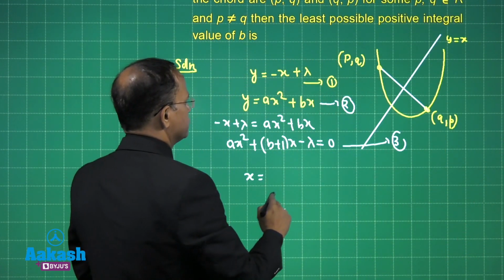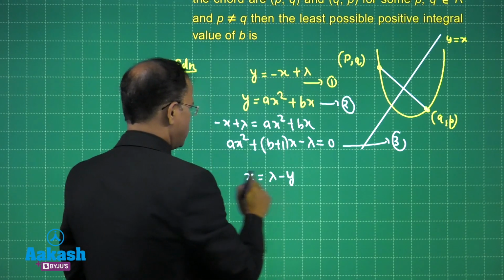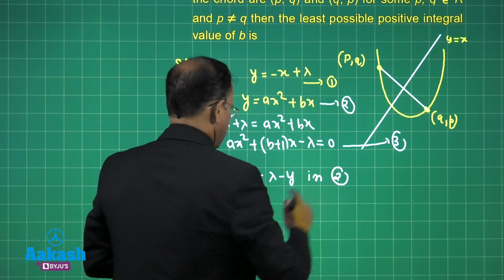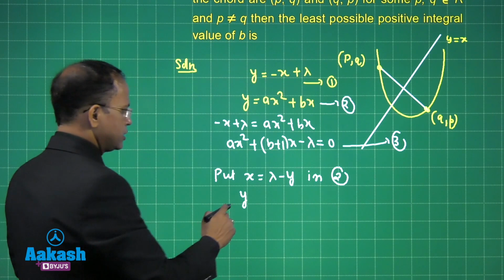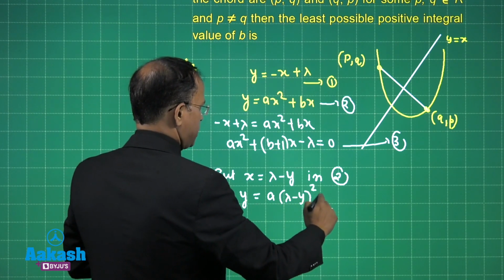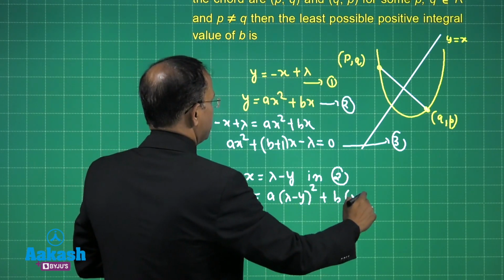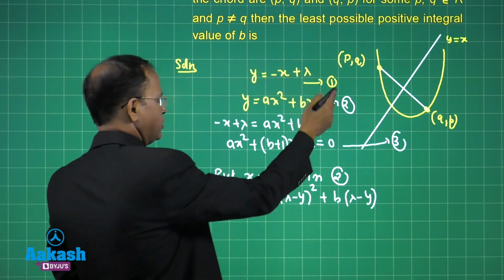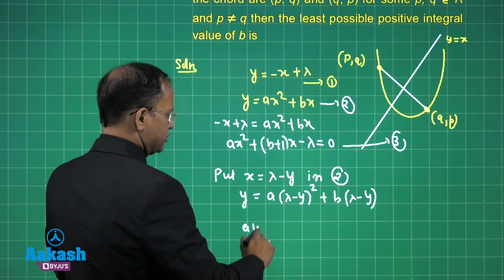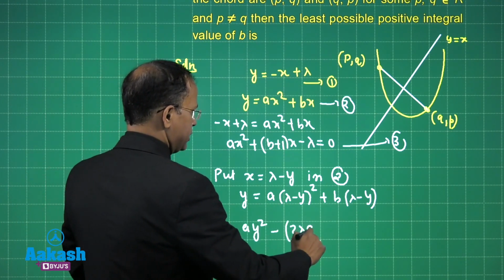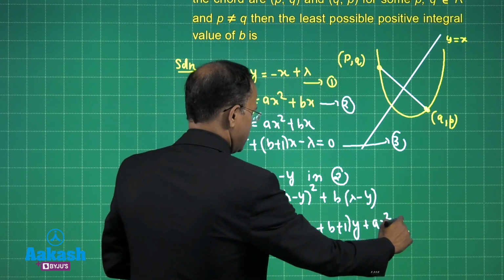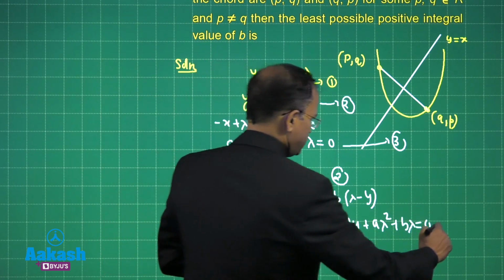Same way, we can take x = λ - y. So we put x = λ - y in equation 2, right? Now we can write it as y = a(λ - y)² + b(λ - y). Can you see that? This is x, and taking it on that side, it becomes λ - y. So once you simplify this, we get ay² - (2λa + b + 1)y + aλ² + bλ = 0. And this is going to be equation number 4.